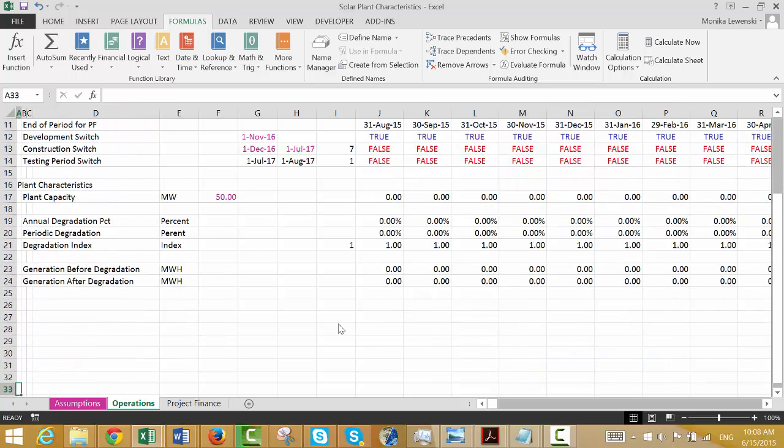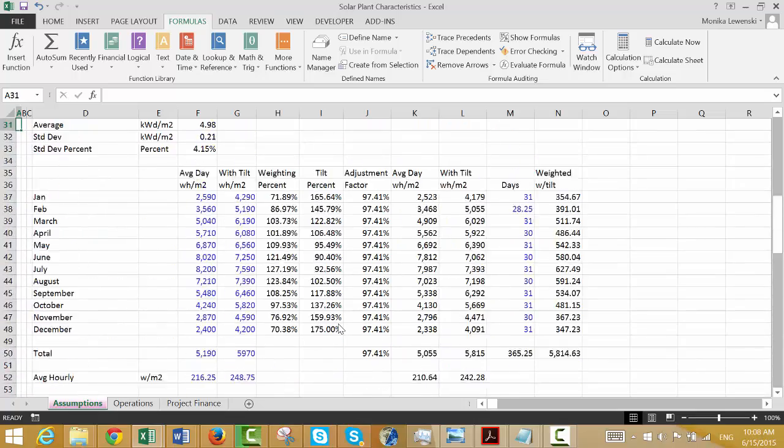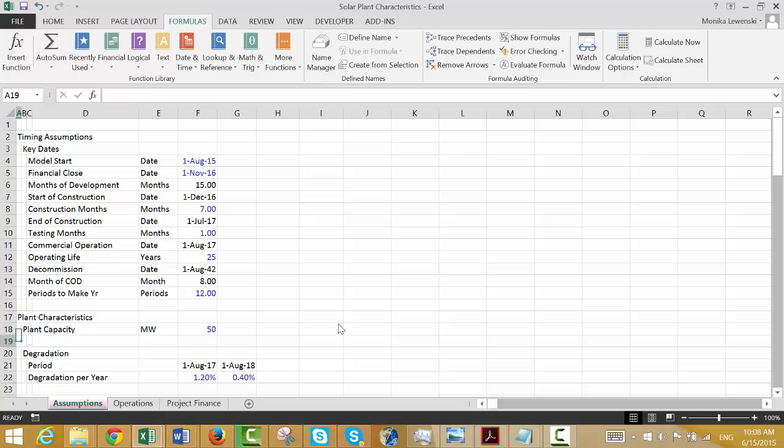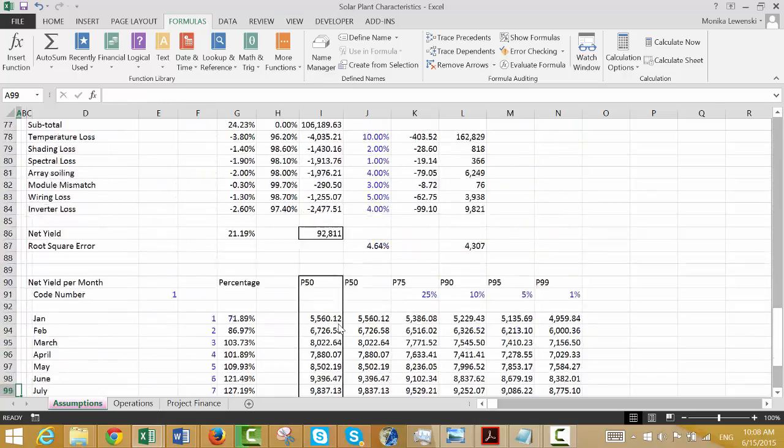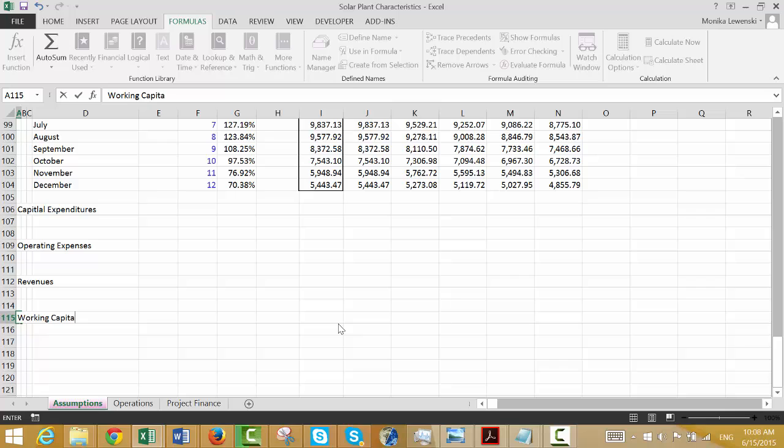Let's look at the next part of the model, which, after we have all of the plant characteristics and some data on the yield. Let's start putting in the capital expenditures, and then we'll put in the operating expenses, and then we'll put in some revenues. And we can even put in some working capital assumptions.